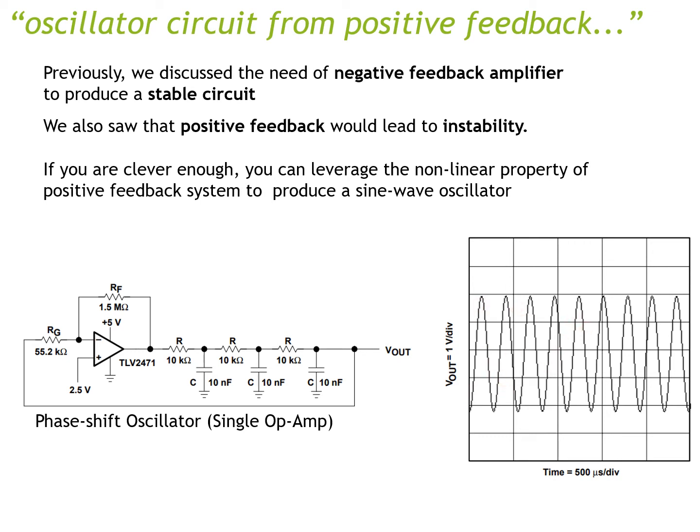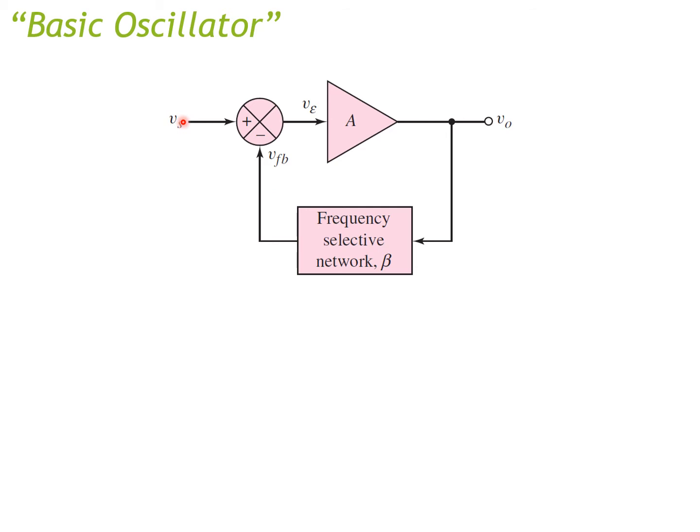So let's go to the basics. The basic oscillator is very similar to your negative feedback amplifier. It consists of two main components, an amplifier and a frequency selective network, beta. This network basically has a similar role to the feedback transfer function that you use in your negative feedback network, which produces a feedback voltage.